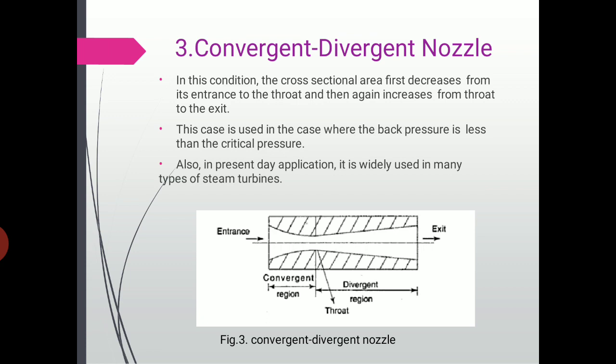And this is called a convergent divergent nozzle. In this condition, the cross-section area first decreases from the entrance to the throat, then increases from the throat to the exit. This case is used where the back pressure is less than the critical pressure. The present application is in steam turbines.